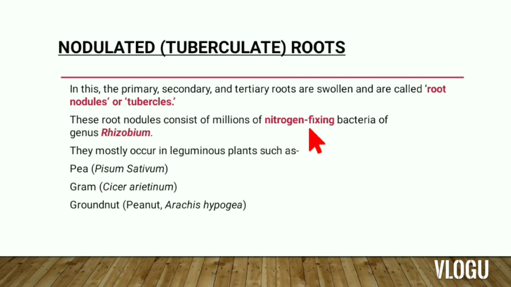These root nodules comprise many millions of nitrogen fixing bacteria, very famously known as Rhizobium genus bacteria. Rhizobium are very famous for nitrogen fixation, as some plants cannot fix the freely available atmospheric nitrogen. So they have to undergo some kind of modification in order to convert the atmospheric free nitrogen into the consumable form. These are most commonly noted in legumes. Some of the Fabaceae members like pea, gram, groundnut are striking examples of nodulated or tuberculated roots.